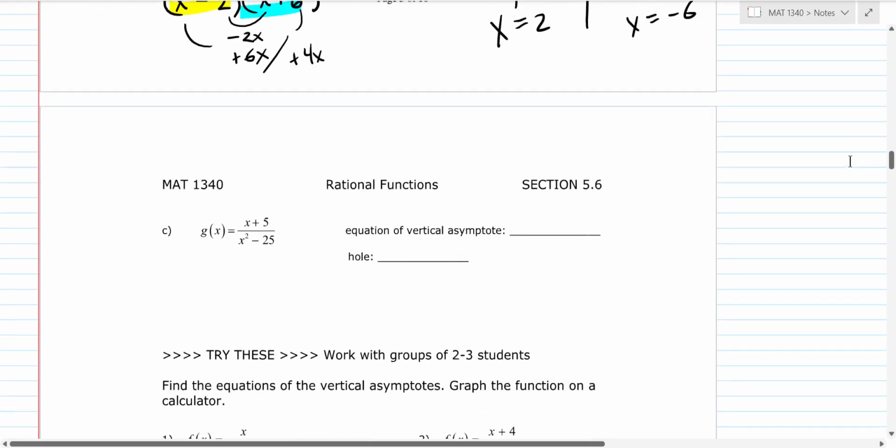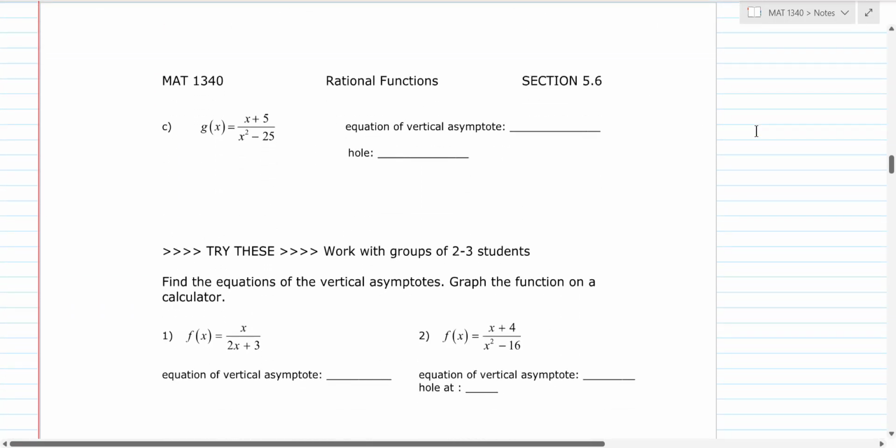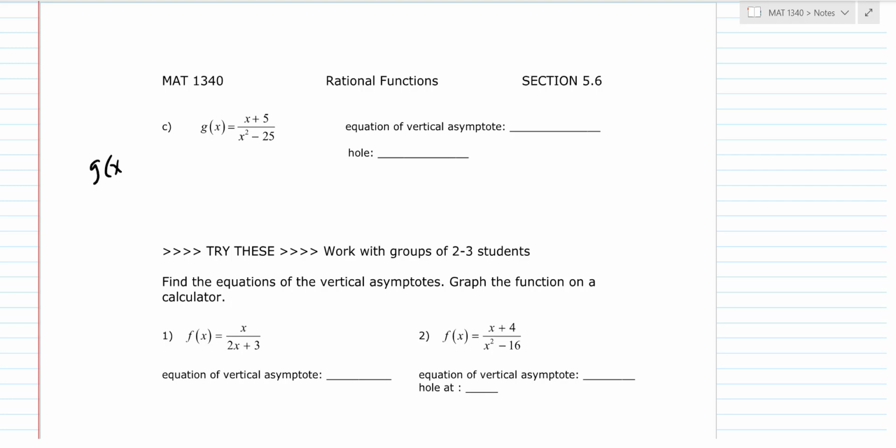Okay, now watch this next one carefully. This one kind of has a slight twist to it. So what you want to do is try to factor and see if you can reduce this thing. Okay, so x plus 5, the numerator, don't do anything with it. Okay, how do you factor x squared minus 25? x plus 5, x minus 5. That's a difference of 2 squares. Okay, so factor that difference of 2 squares.